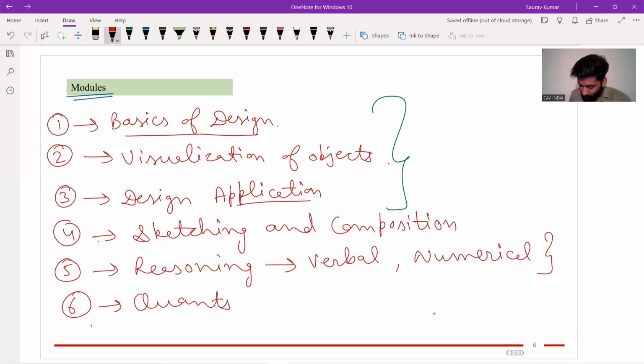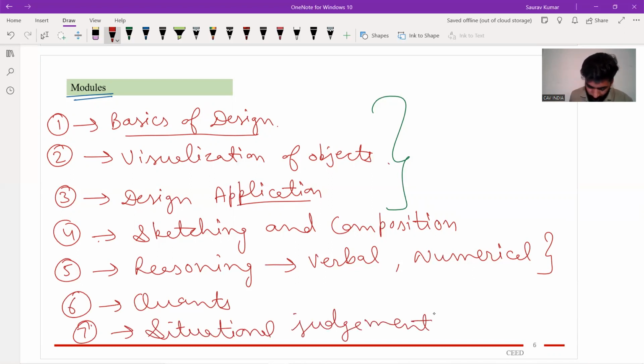Then other things include situational judgment. So this is how we have these modules. Basically, I put verbal reasoning, numerical reasoning, or in general reasoning all in this one head. But we have different modules for them. So let's say there are 8-9 modules for all of these. And this is how we'll cover.